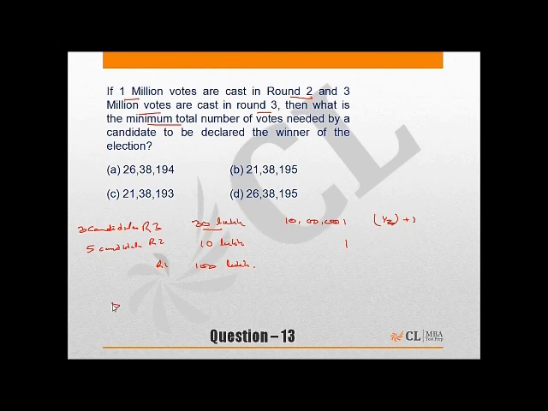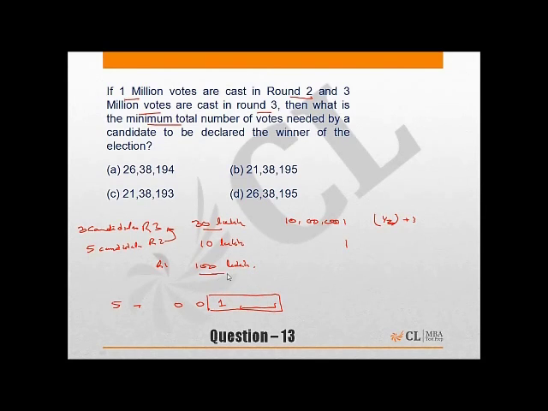Why? Out of the 5 candidates, one could get 0, another could get 0, I could get 1, and the balance, 9.999 lakhs etc., could be distributed among the other 2. So I could be in the 3rd position with a single vote also. The minimum number of votes hence required to move from round 3 to round 2 is actually 1 vote. And this is where probably a significant number of mistakes happen in this question.